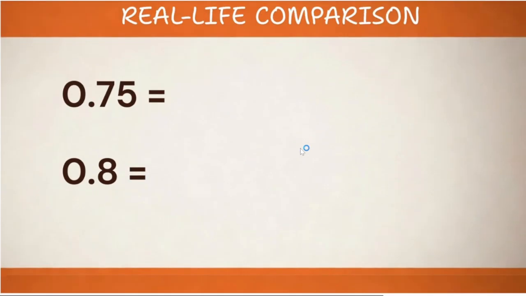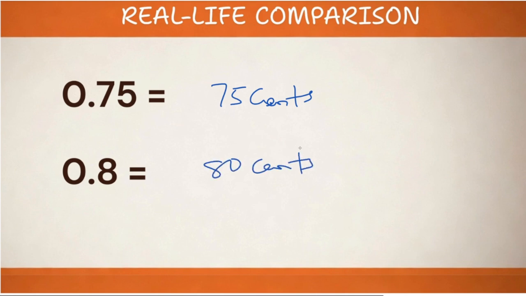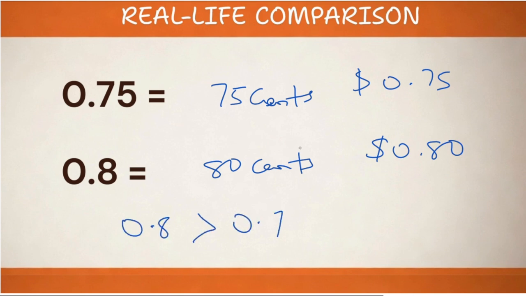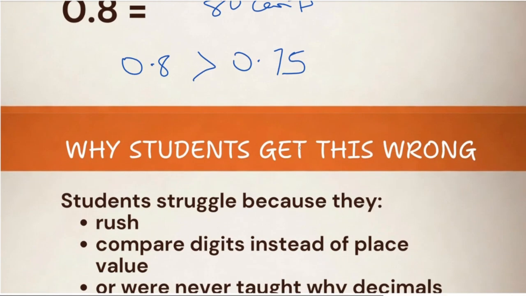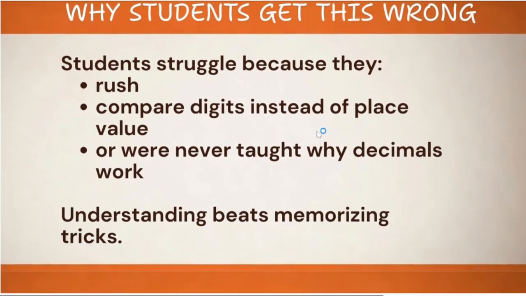Now let's use real life for this one. Let's say you have 75 cents. This is the same thing as 75 cents, and this is the same as 80 cents, because this is $0.75, and this is $0.80. So which one will you prefer? So you can see that 8 tenths is greater than 75 hundredths.